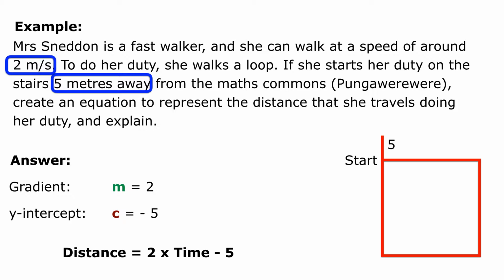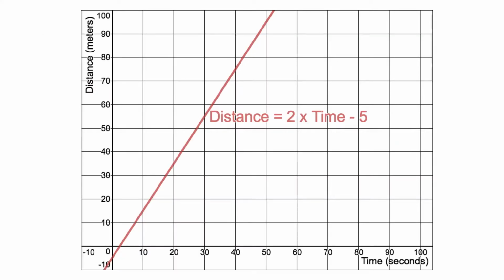So now I'm going to write the equation, and the equation is to do with distance and time. So I can say, well, my distance that Miss Snedden travels is 2 times the number of seconds, 2 times her time, take away 5 meters from where she started. So there's this equation represented on the graph.